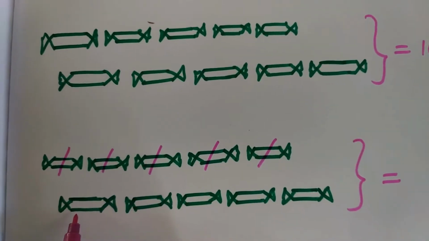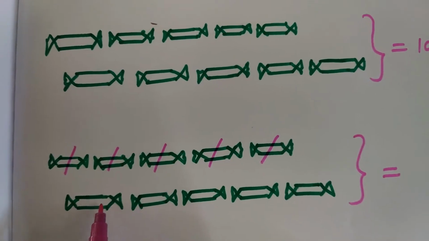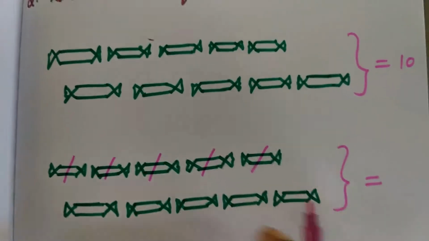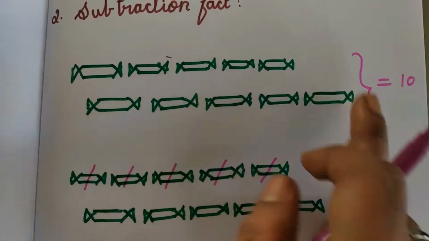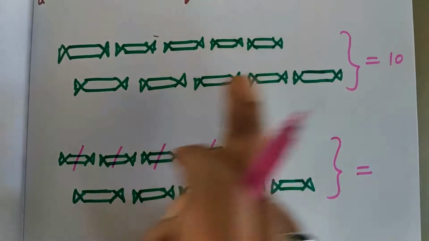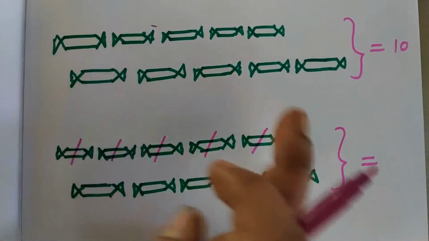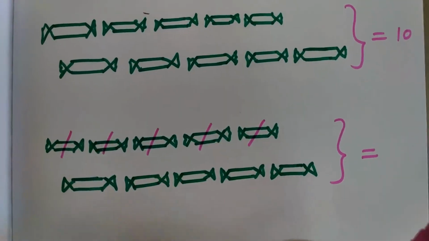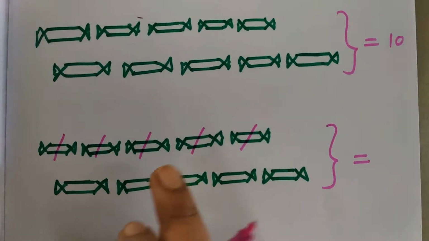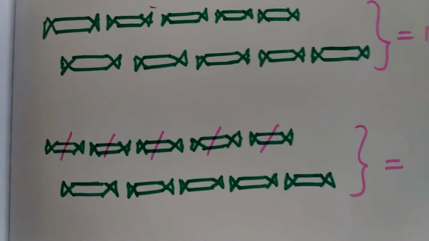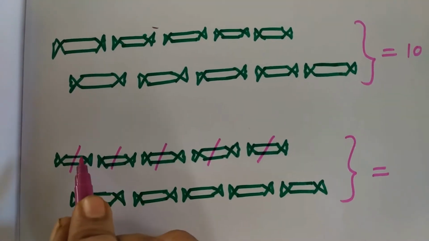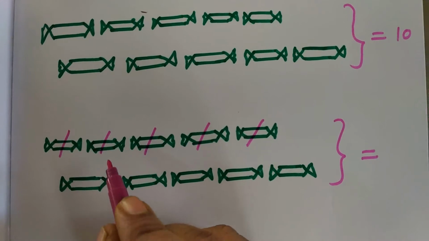Yes, very good. 5 chocolates. See here. 1, 2, 3, 4, 5. Okay, so totally you have 10 chocolates. Out of 10, I will take 5 from you. So remaining, how many chocolates will you be having? 5. Yes, very good. Superb.